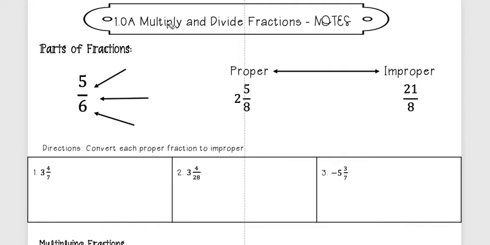Today we're going to be reviewing multiplying and dividing fractions. You may notice I am using guided notes here, and this is linked for you if you have a printer at home. If you go back to this page, you can print out the same exact guided notes that I have, and fill them in along with me while you're watching these videos.